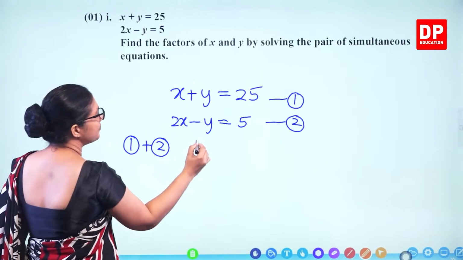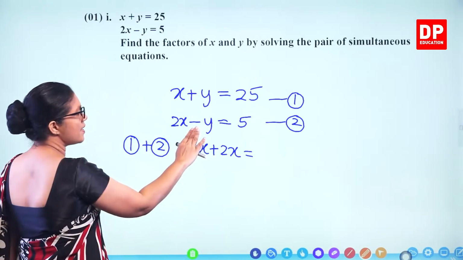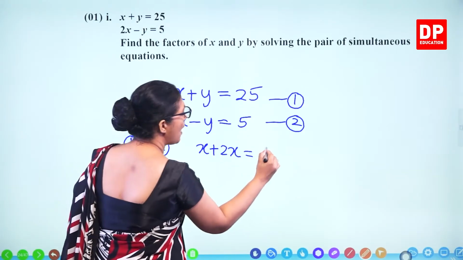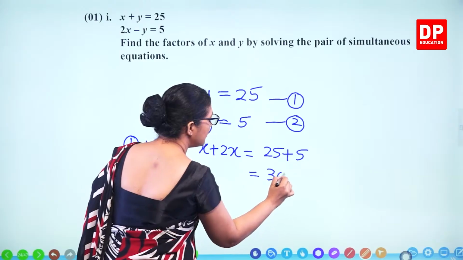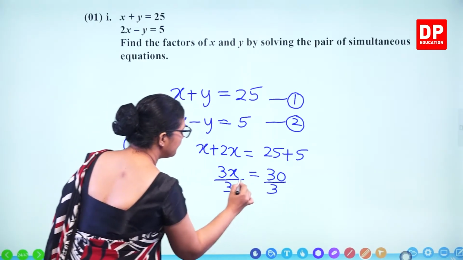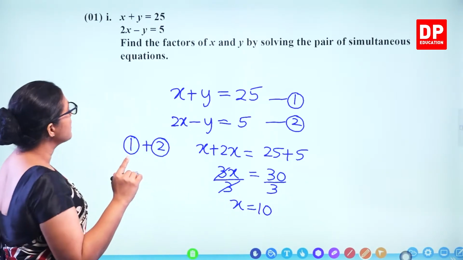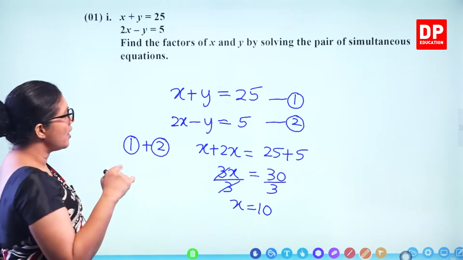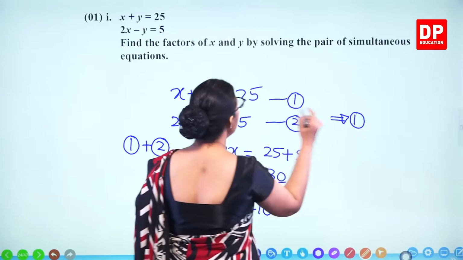So add it. X plus 2x. Here y get cancelled out, you don't need to write it. 25 plus 5. That's 30. 3x is 30, divide by 3. You get x equals 10. X is 10. Then what you do? You take one of the equations and substitute x. I'll take the first one.